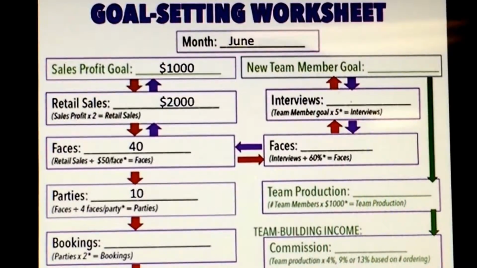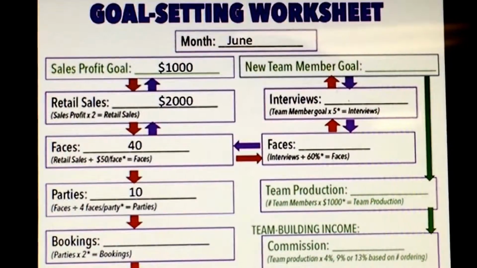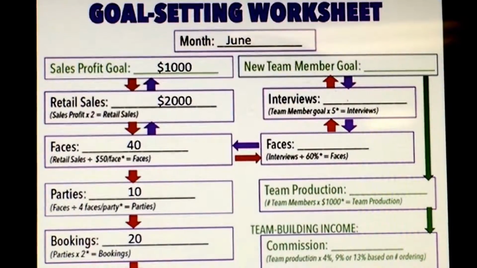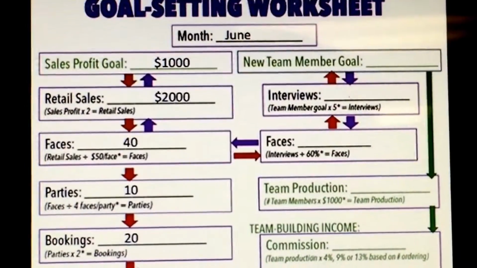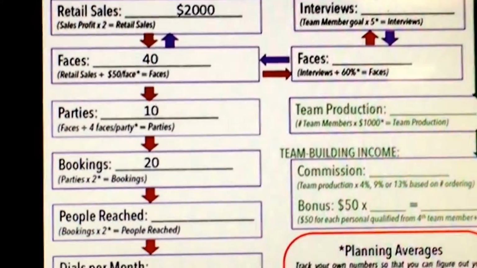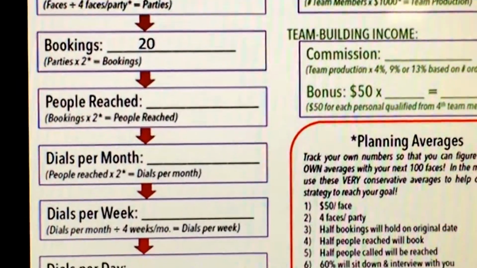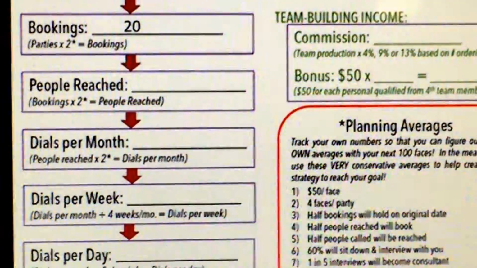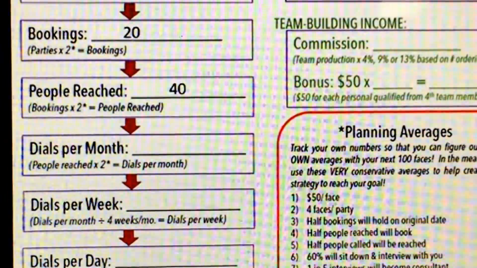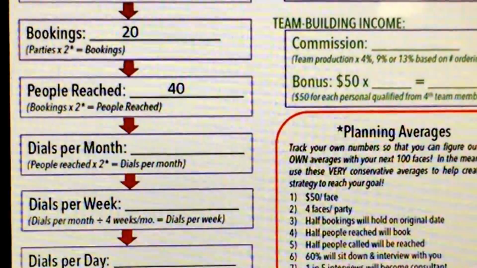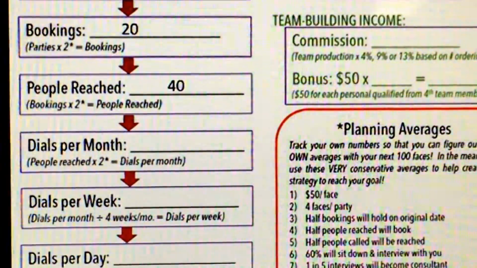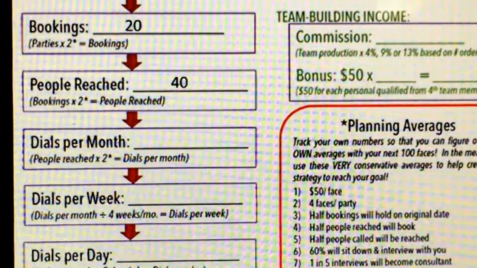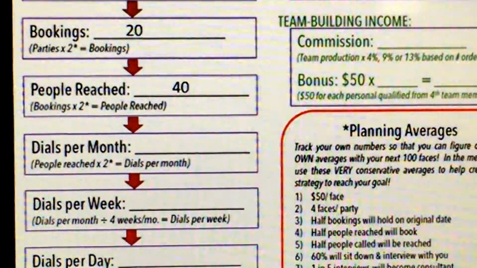All right, so now let's figure out how many bookings. So if you want to hold 10, you're going to book double that, right? And so number of parties held times 2 equals, you want 20 bookings on your books to hold 10. Okay, so let's talk about how many we need to call in order to book 20. You want to double that. So you want to reach 40 people in order to book 20, have 20 say yes.